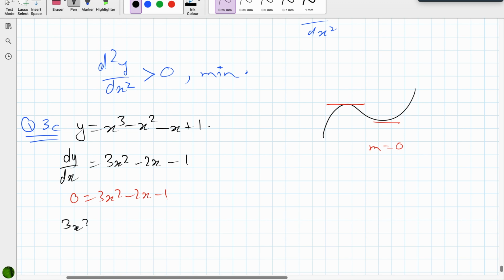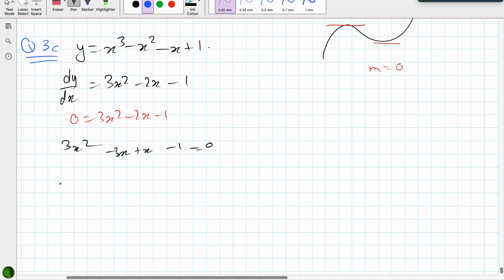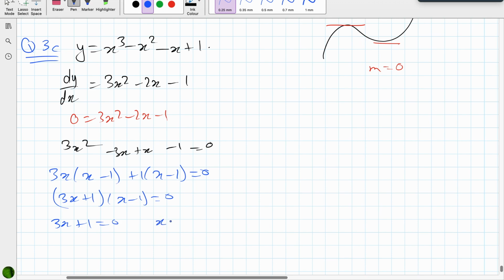I'm going for mid-term breaking. So minus 3x plus x is equal to 0. Taking out the common factor, this is 3x plus 1 times x minus 1. First factor equal to 0, second factor equal to 0. x equals minus 1 by 3, and x is equal to 1.